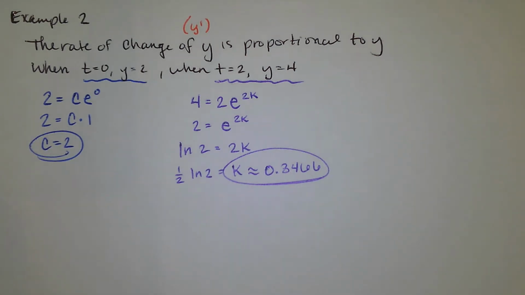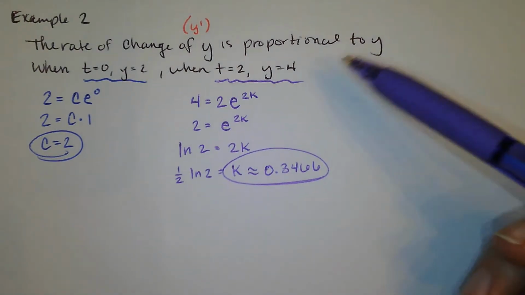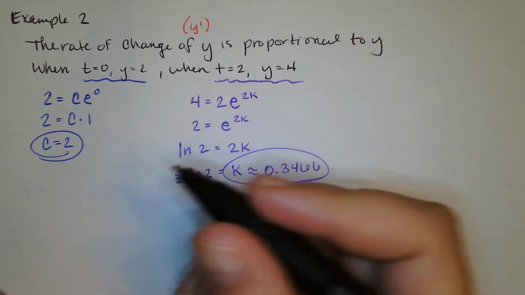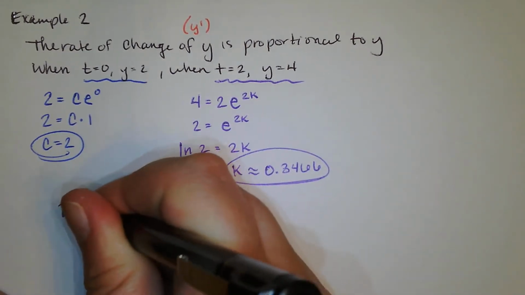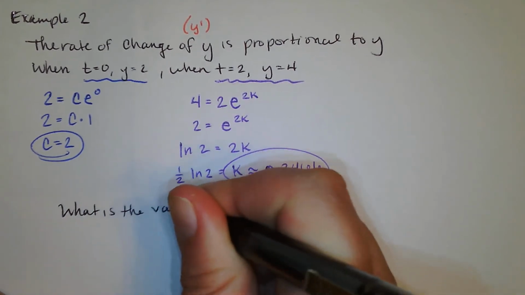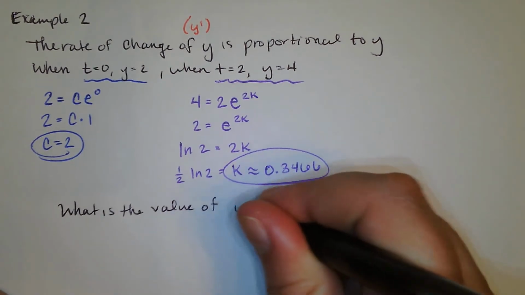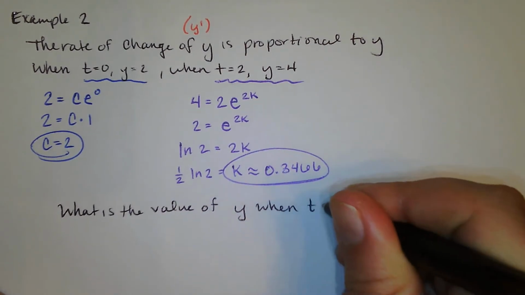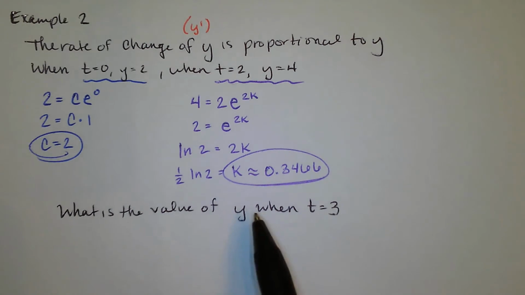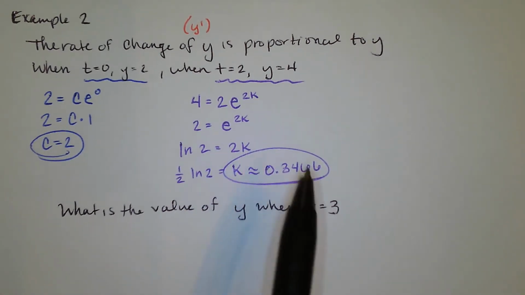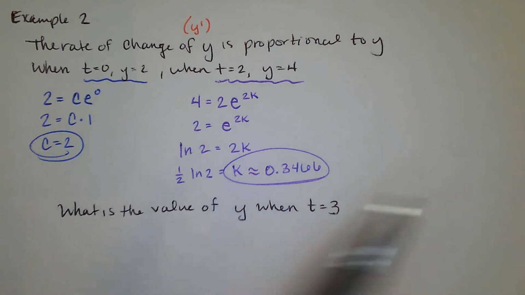The last part of the question, because if you see here, there wasn't actually a question. I didn't write this part down, but the actual thing being asked is, what is the value of y when t equals 3? So in order to plug in 3 for t to get the y value, we need an equation. Well, we had to find the value of c and k to write our equation. We now have both of those values, so we can write that out.